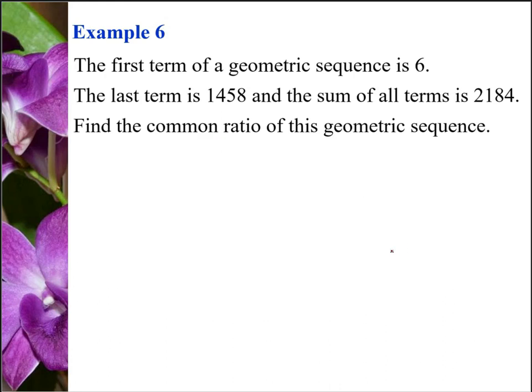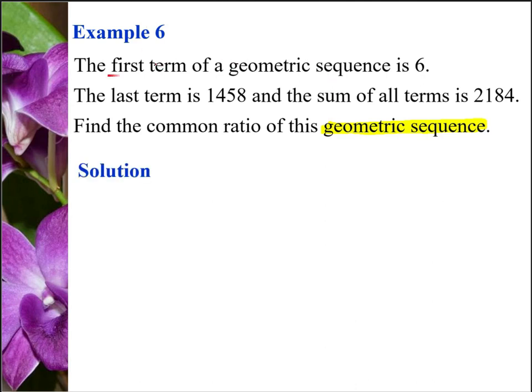The last term is 1458, and the sum of all terms is 2184. Find the common ratio of this geometric sequence. Whenever the question mentions the type of sequence, please do highlight this. This is the most important thing before we start answering. Next, what you do is list down the information given. Go through the information one by one and take them out.